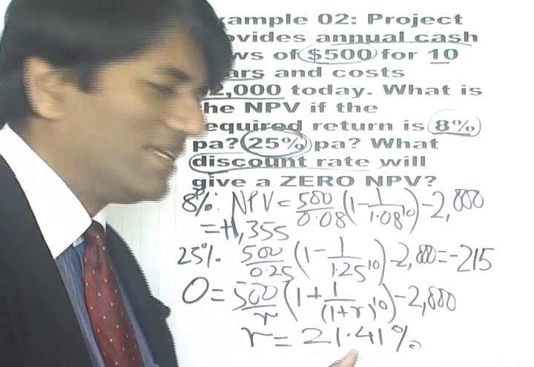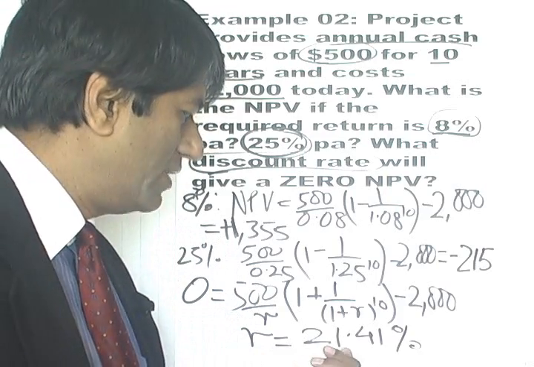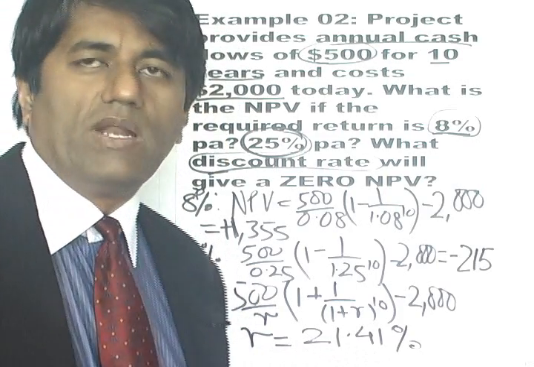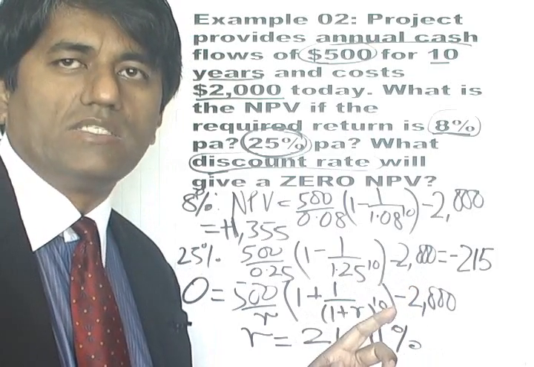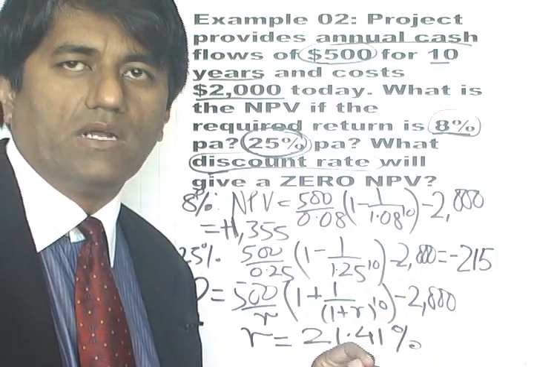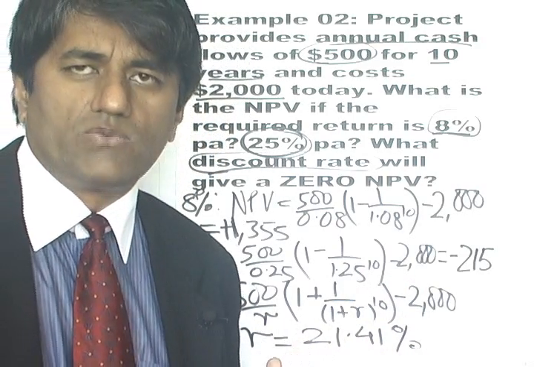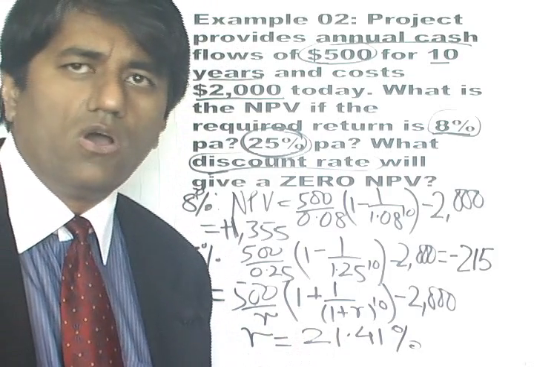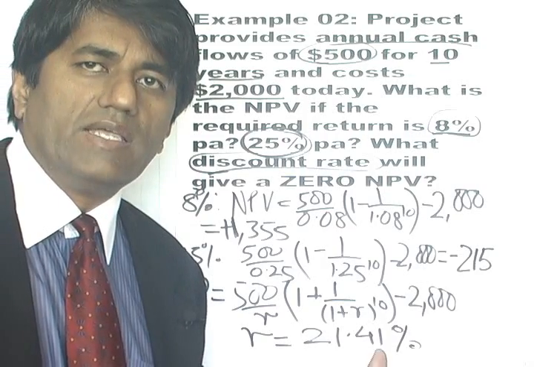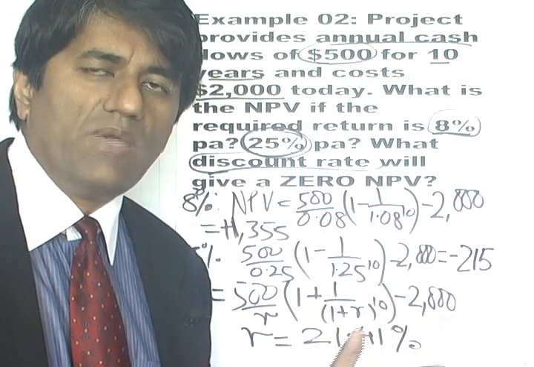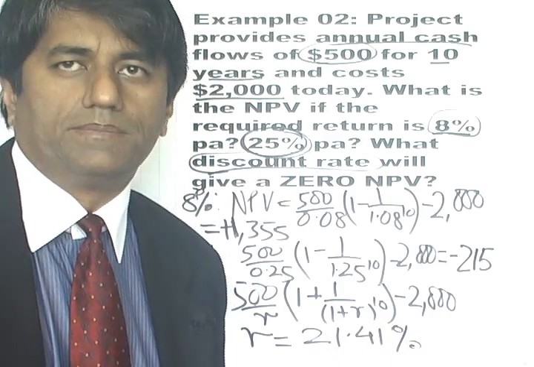The other kind of interesting thing about this number is that you can alternatively say that this project produces money at a rate of 21.41%, which we shall later tie up with the related concept to NPV, which is called the internal rate of return. So you can either say if the required rate of return is 21.41%, the NPV is 0, or alternatively you could say that this project produces revenues which pay off your initial investment at the rate of 21.41%.